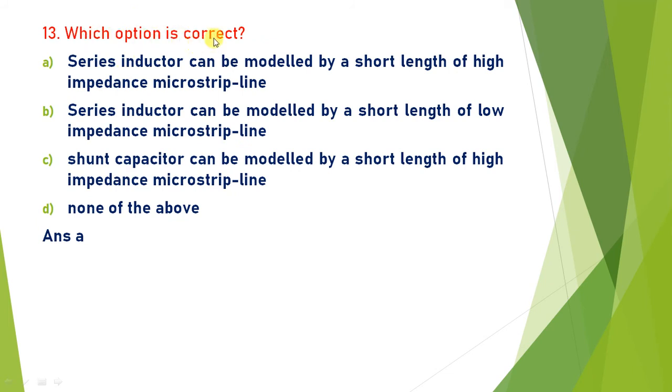Which option is correct? A series inductor can be modeled by a short circuit length of high impedance microstrip line. So only answer A is correct, because a series inductor cannot be modeled by a short circuit length of low impedance microstrip line. It is generally represented by a high impedance microstrip line. So the answer is A.